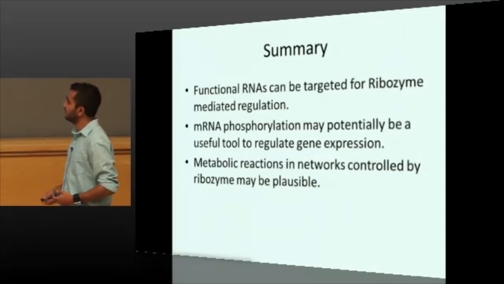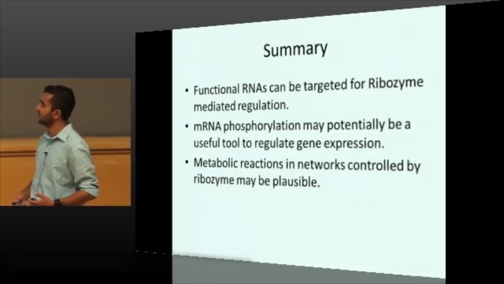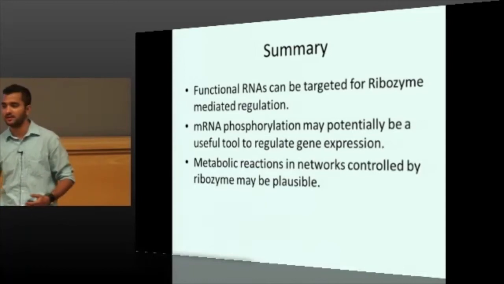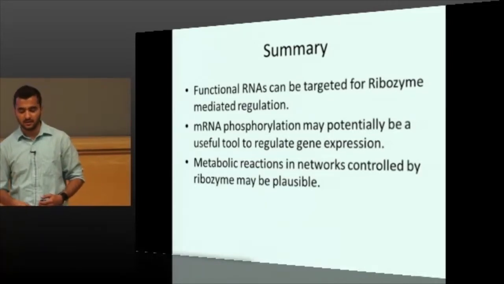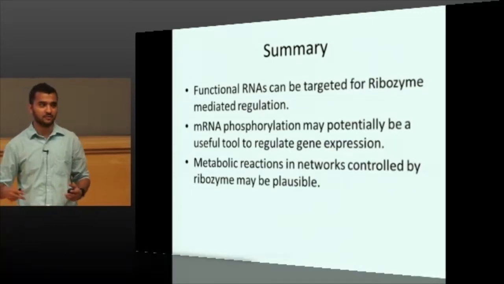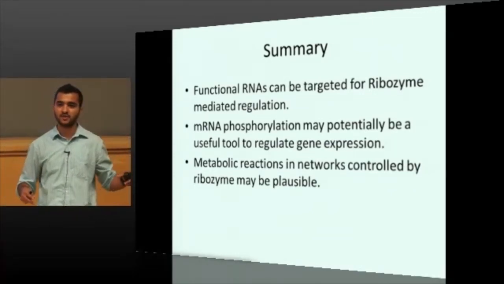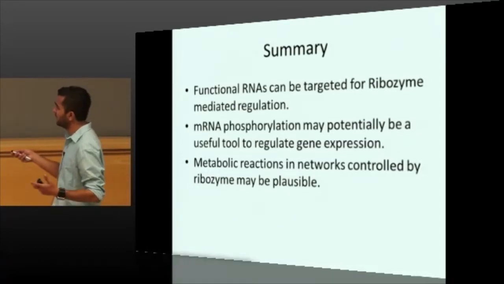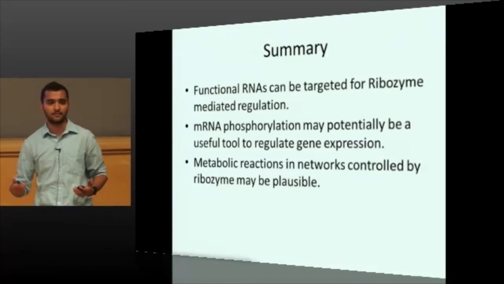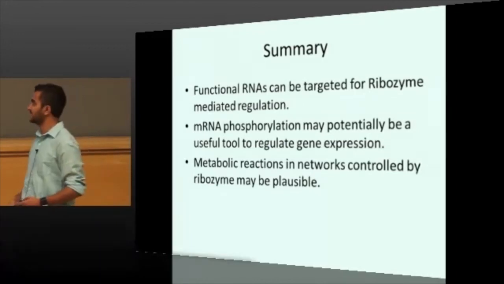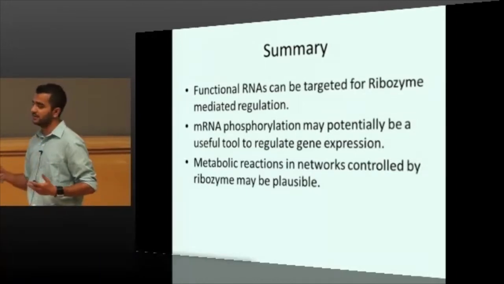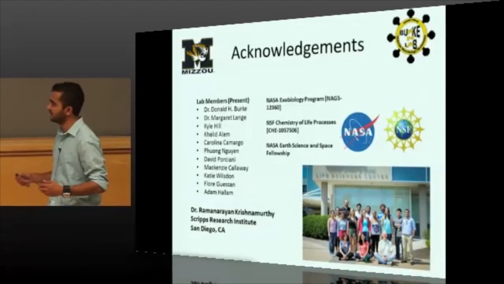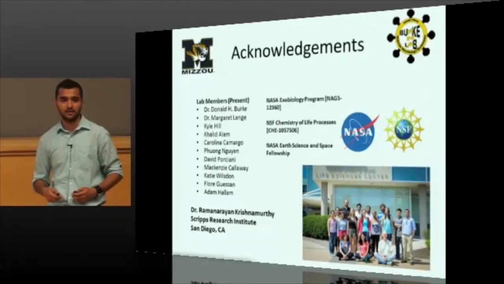So with that, this is a summary of the second part. Functional RNAs can be targeted for ribozyme-mediated regulation of other functional RNA molecules. This is literally making an RNA world, because we're controlling the activity of one functional RNA molecule with another ribozyme. And mRNA phosphorylation may potentially be useful for artificially regulating gene expression. This basically means that metabolic networks in an RNA world could be mediated by ribozymes. And with that, I think that's it. I'd like to thank my lab and, of course, you all for your time as well. Thanks.